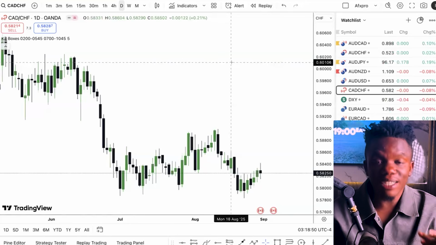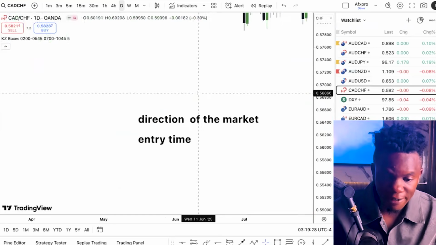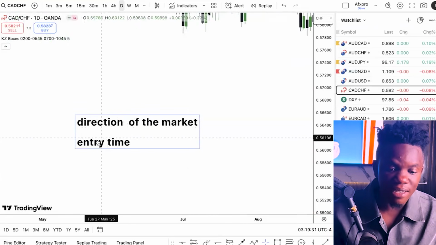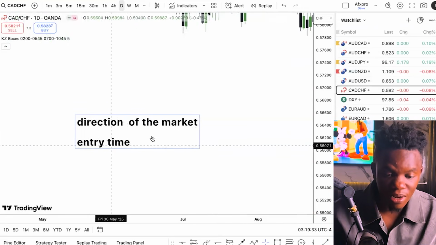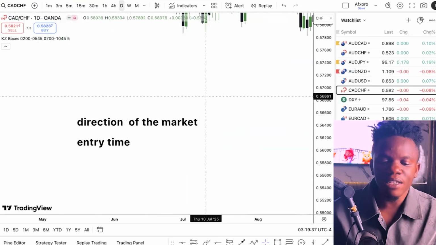Remember, I told you we are starting with the analysis part, and for us to achieve that, I'll be breaking it down into two categories. The first one is direction of the market, and the second one is the time of entry. So we want to get the direction, and our interest when it comes to the direction of the market is going to be daily basis.